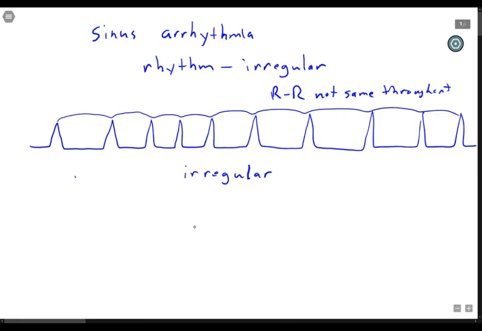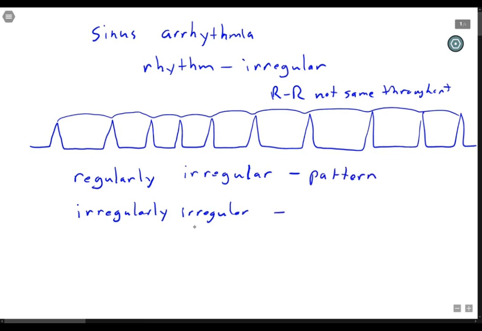but is it regularly irregular, or is it irregularly irregular? Basically, what that means is, is there a pattern to the irregularity, or is it complete chaos?